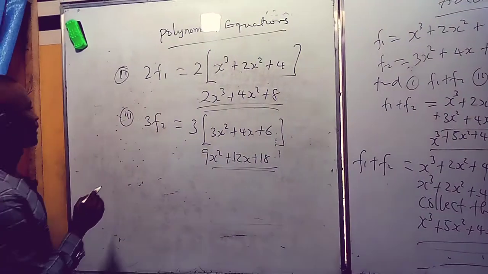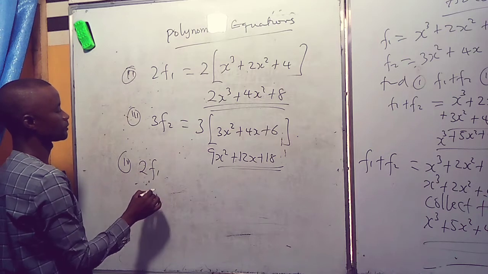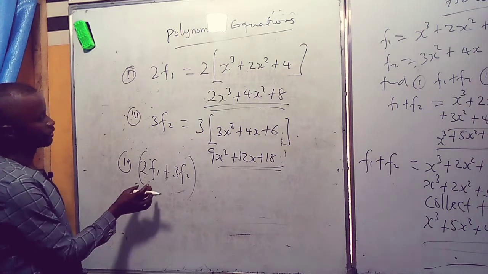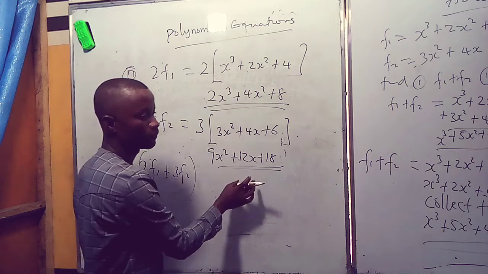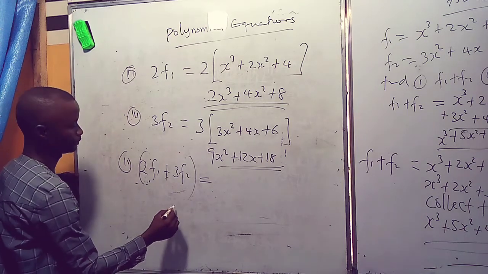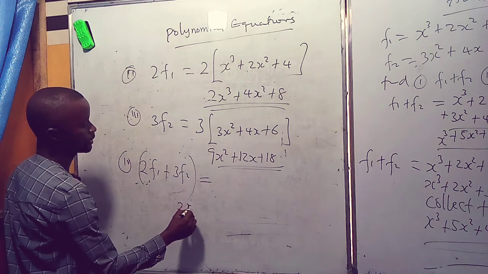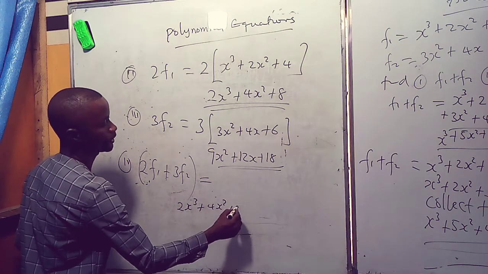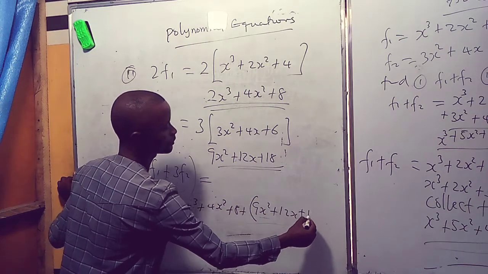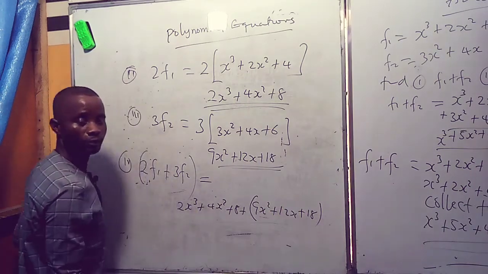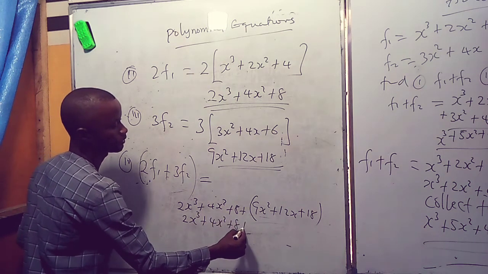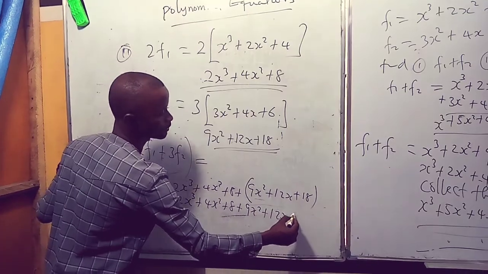But in a situation whereby the fourth one asks you to find 2f1 plus 3f2, what are you going to do? That means you take 2f1 plus 3f2, both of them together. That shows 2x raised to power 3 plus 4x squared plus 8 plus, open the bracket, 3f2 which is 9x squared plus 12x plus 18. Remember, when you open the bracket with plus, the sign remains constant. That is 2x raised to power 3 plus 4x squared plus 8 plus 9x squared plus 12x plus 18.